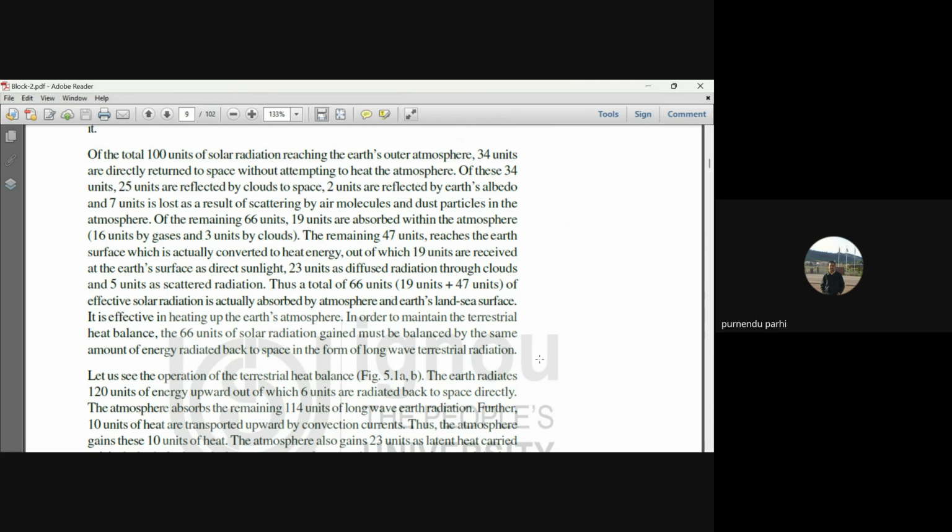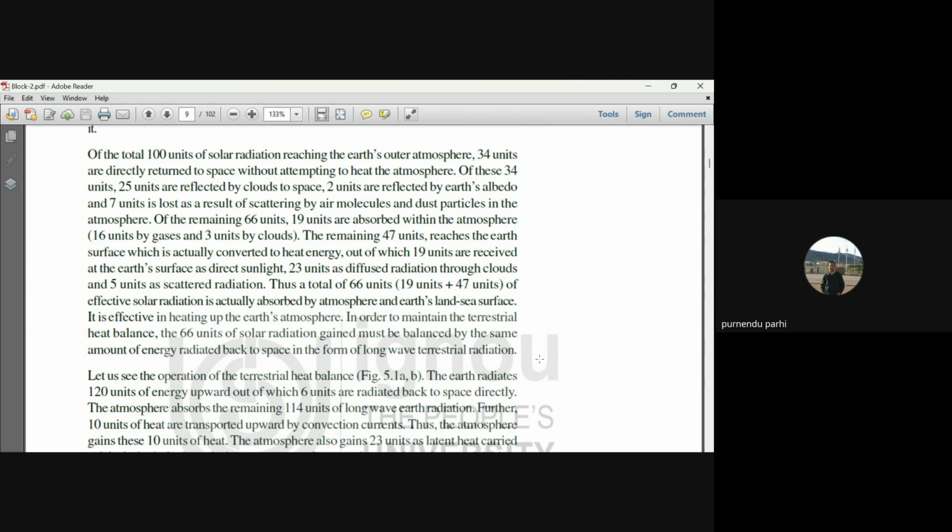Of the remaining 66 units, 19 units are absorbed within the atmosphere, 16 units by gases and 3 units by clouds. The remaining 47 units reach the Earth's surface, which is actually converted to heat energy, out of which 19 units are received at the Earth's surface as direct sunlight, 23 units are diffuse radiation through clouds and 5 units as scattered radiation. Thus, a total of 66 units, 19 units plus 47 units, of the effective solar radiation is actually absorbed by the atmosphere and Earth's land and sea surface. It is effective in heating up the Earth's atmosphere.